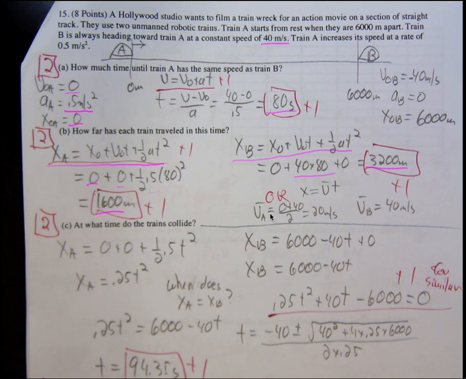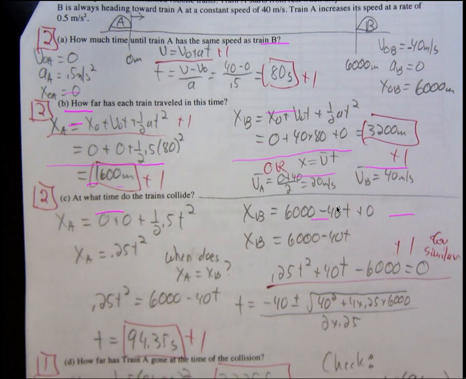Another way to do it is the average velocity times the time is the distance, and you just have to watch it because the average velocity of train A is only 20. It starts at 0 and ends up at 40. The average of B is 40. And that gives you the same answers.